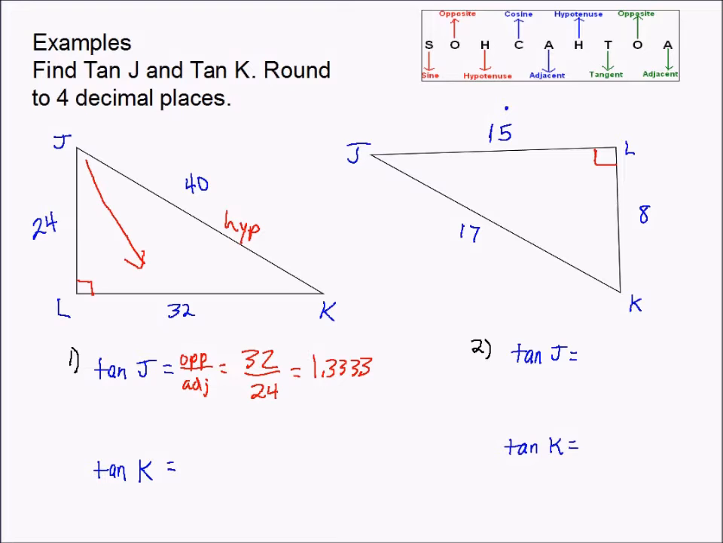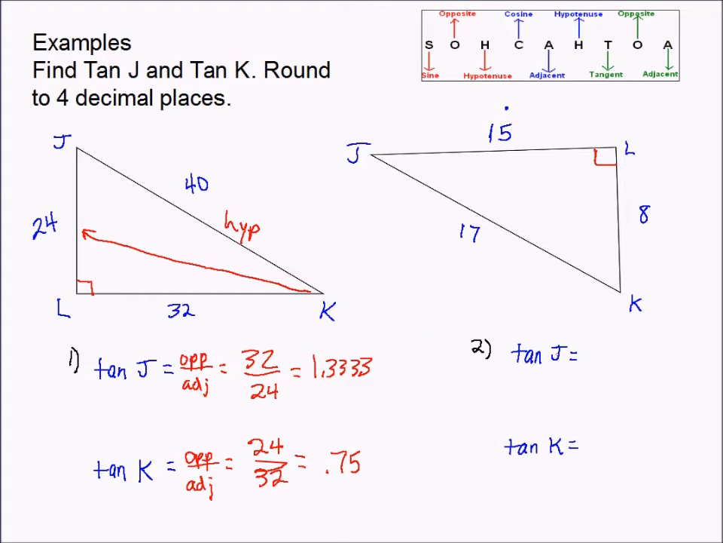That changes a little bit when you talk about the other angle, angle K. For angle K, the side that is opposite is going to be, let's put opposite divided by adjacent, 24, and then we have 32. So 24 divided by 32 is going to be 0.75, and then it terminates there.